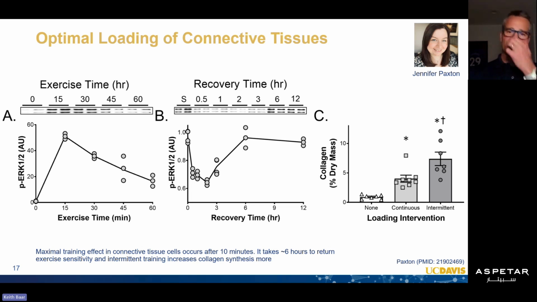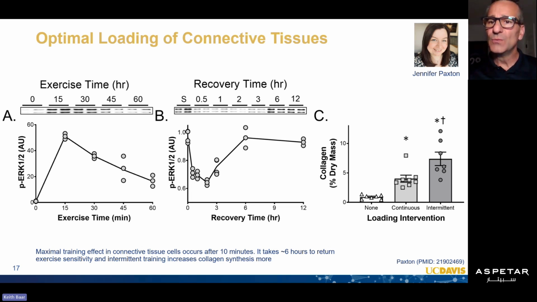And then what Jennifer did is she compared continuous loading 24 hours a day, because we have a little tissue. We can put it into an incubator with a machine that stretches it for 24 hours a day. Or we did 10 minutes of intermittent stretch, followed by 6 hours of rest, followed by another 10 minutes. And we did that 4 times. So we did 40 minutes of loading in the intermittent group, or we did 24 hours of loading in the continuous group. And what you can see is it doesn't pay to load continuously.